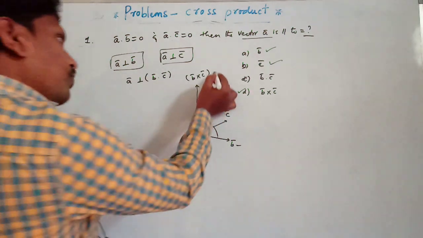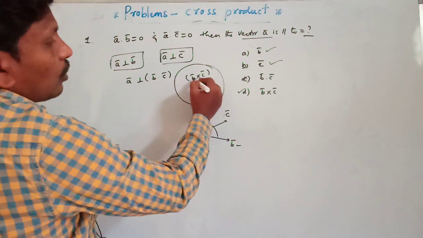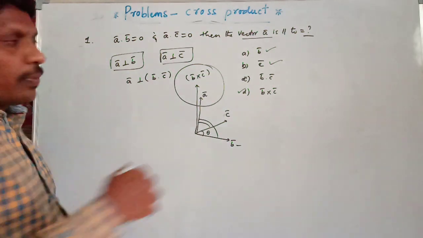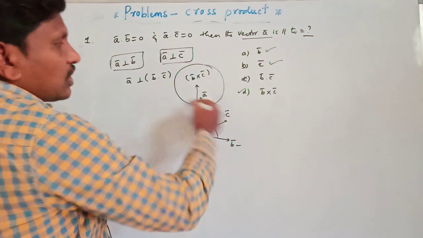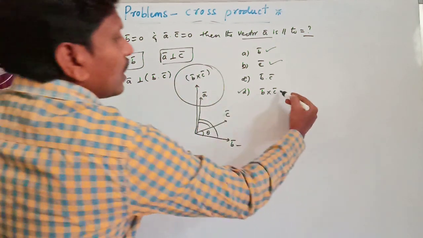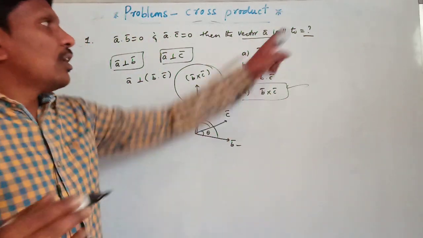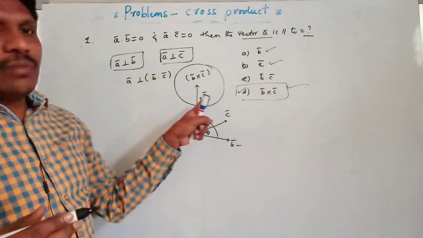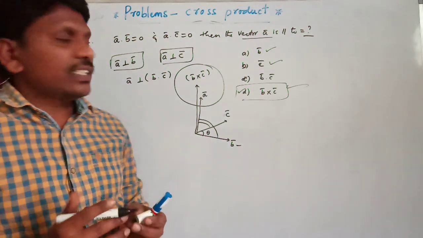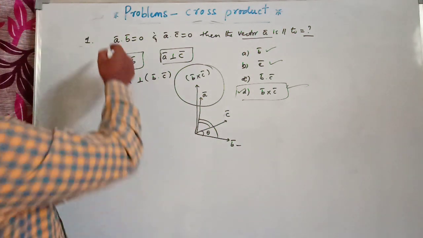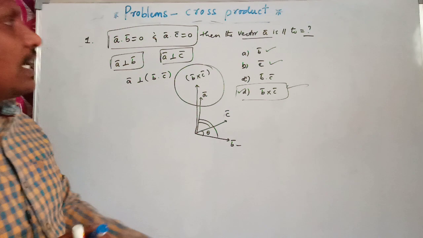So from this diagram we can understand A bar is parallel to B bar cross C bar. Clear? A bar is a vector which is in the direction of B bar cross C bar. So this option is the right answer, because A bar is parallel to B bar cross C bar. From the diagram only we can understand, otherwise we cannot. So these are the statements which are very important to understand the diagram or to draw the diagram.